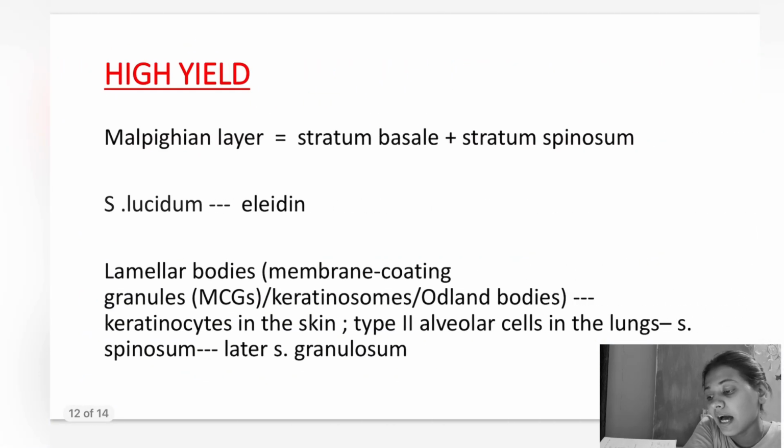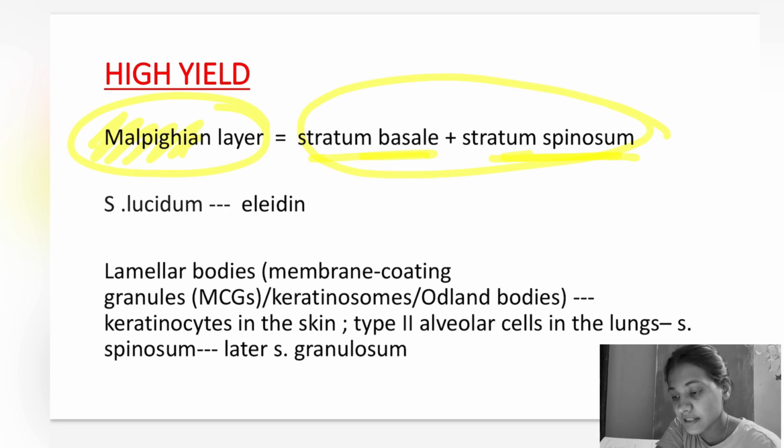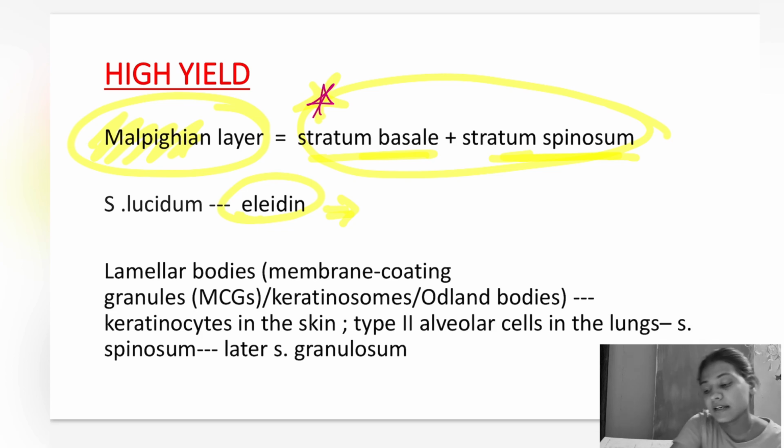Again, this has been a multiple repeated question, which is the Malpighian layer, which is seen in stratum basale with stratum spinosum. Combined, this is known as the Malpighian layer. It's extremely important, has been asked multiple times in NEET and I think once in INI. Again, the next one is stratum lucidum, and you see eleidin in them. That's why they give a translucent pale color to that layer, which is present below the stratum corneum.